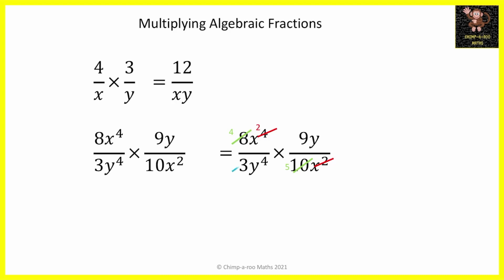Next we'll divide by 3, so 3 divided by 3 is 1, 9 divided by 3 is 3, and finally y. And y divided by y, so we get y, that's 1, and then y to the power 4 is y cubed. So if you look at what's left, on the top we've got 4 times 3 is 12, x squared. On the bottom we've got 5y cubed.